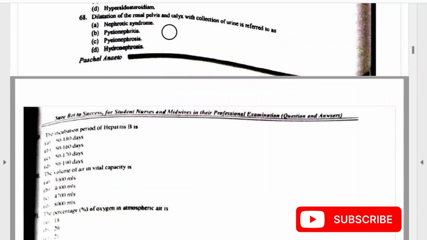So question 68. Dilation of the renal pelvis and calyx with collection of urine is referred to as what? Come on, guys. Hydronephrosis. Yeah, hydronephrosis. A, B, and C can't be the correct one. Let's see. Nephrotic syndrome. No. So what's nephrotic syndrome? Nephrotic syndrome is actually a clinical pathological condition, right, a term that is given to a range of disorders affecting the nephron. That's basically it. Pyelonephritis. I think we talked about pyelonephritis in our last video, so you should go and check it out, right? So let's go to the next one.